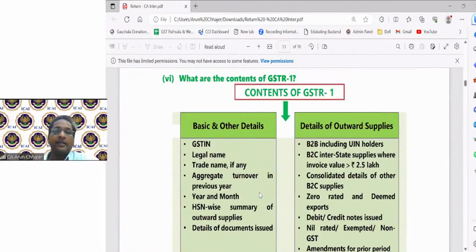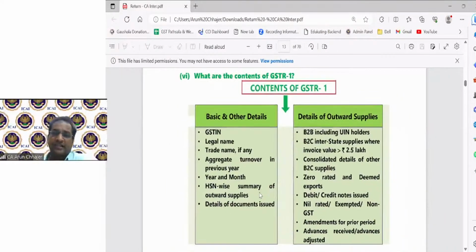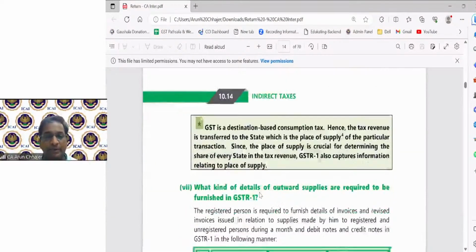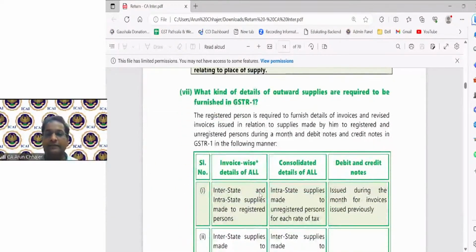Now, the content of GSTR1. It is GST number, legal name, trade name, aggregate turnover, year, month, HSN, etc. Detail of the documents, and details of the outward supply: B2B, B2C, consolidated B2C, zero rated, deemed export, debit note, credit note, nil rated, exempted, amendment, or advance received or advance adjustment. Now, I will explain these particular parts in detail.